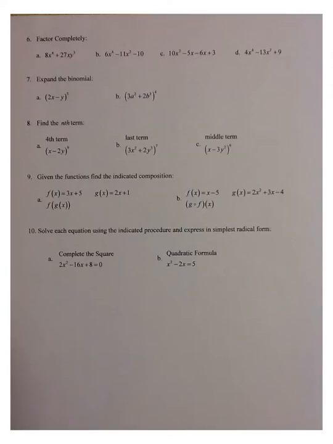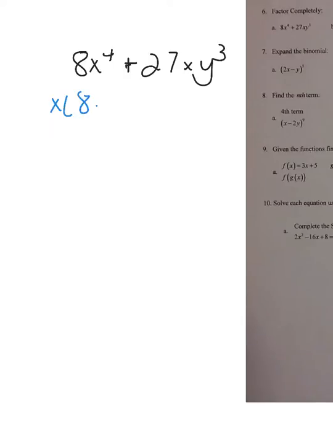6a. Okay, so 6 is to factor completely. So let me write down number 6a. So 6a is 8x to the 4th plus 27xy to the 3rd. So I notice there is a GCF, so you have to factor out the GCF, which is x, times 8x to the 3rd plus 27y to the 3rd.